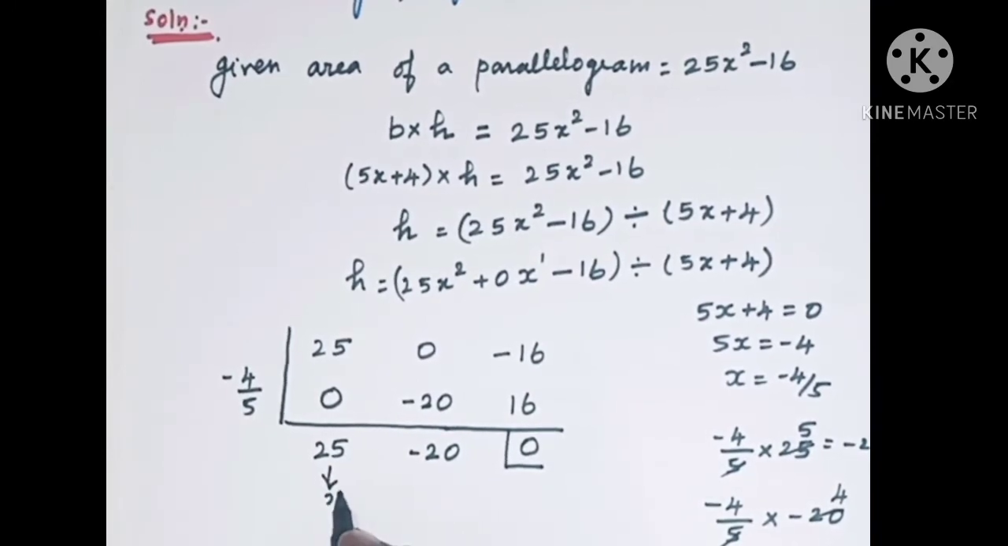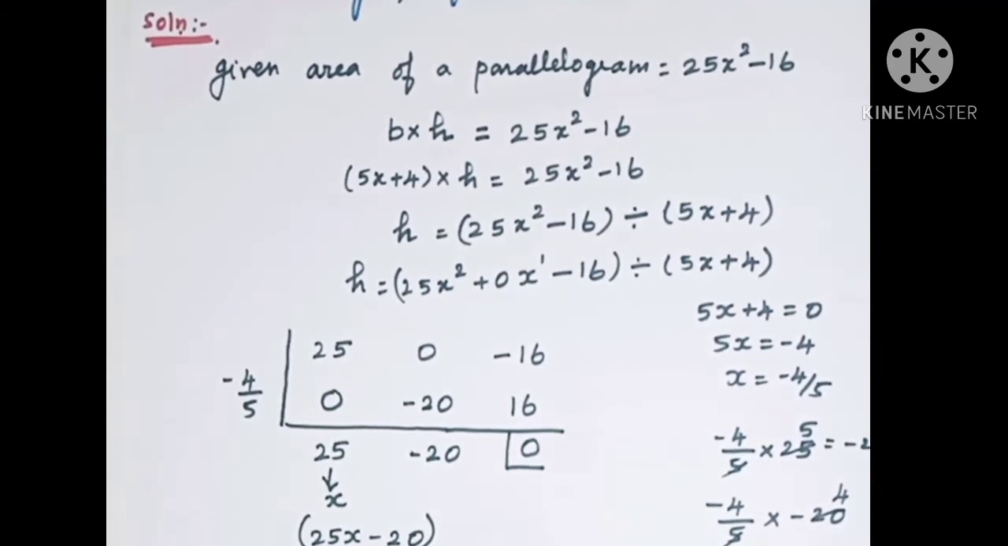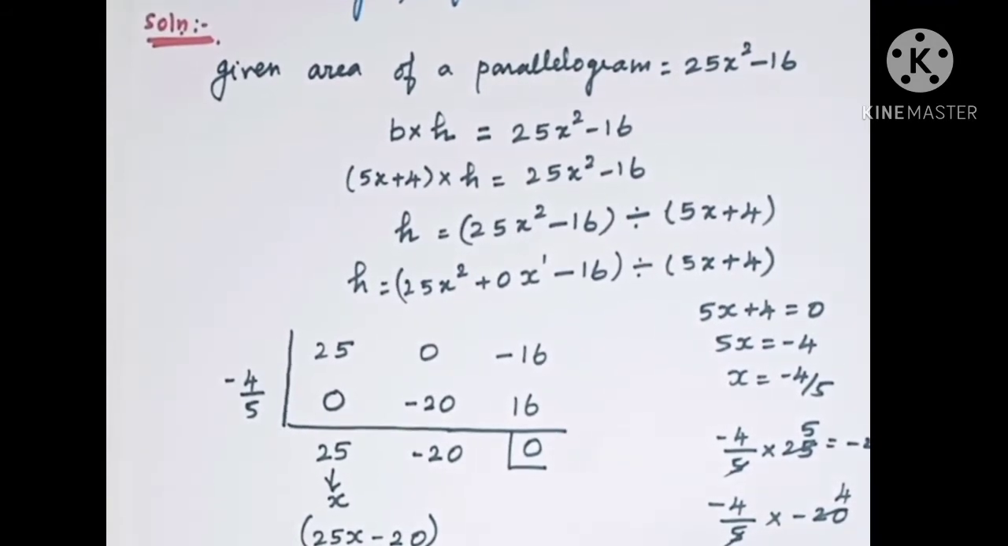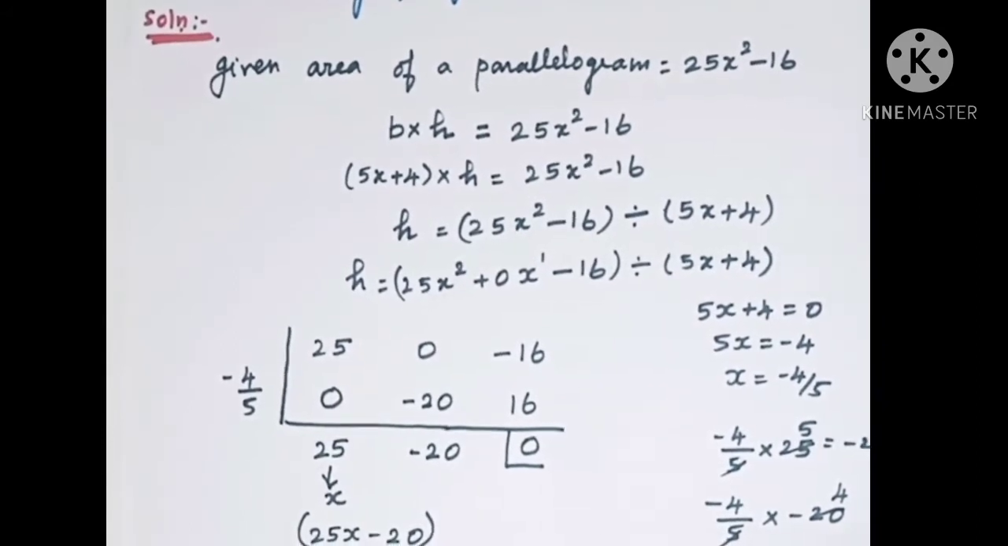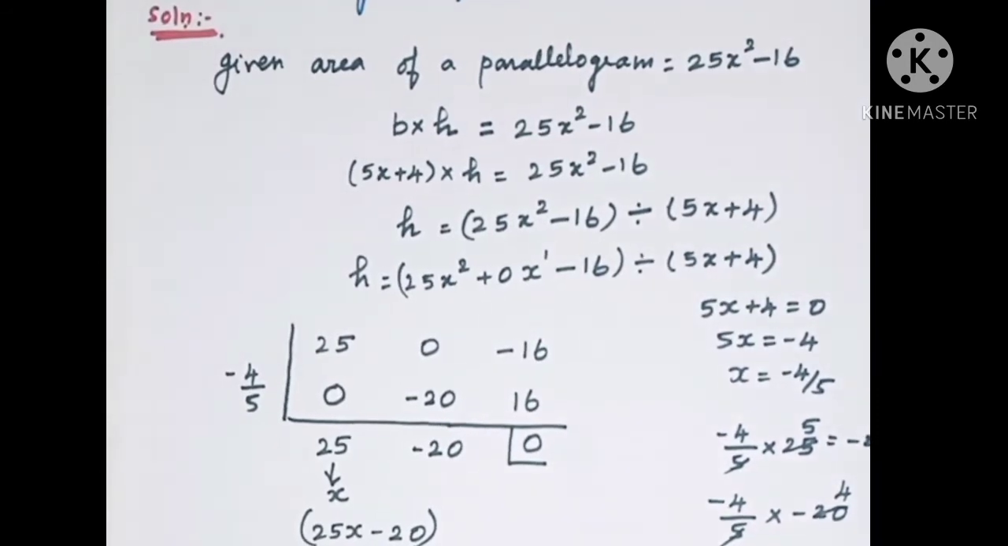Here we have to include x with this term. So 25x minus 20. 25x minus 20 is a factor of the expression. Therefore, the height of the parallelogram is equal to 25x minus 20. This is the answer for the third sum.